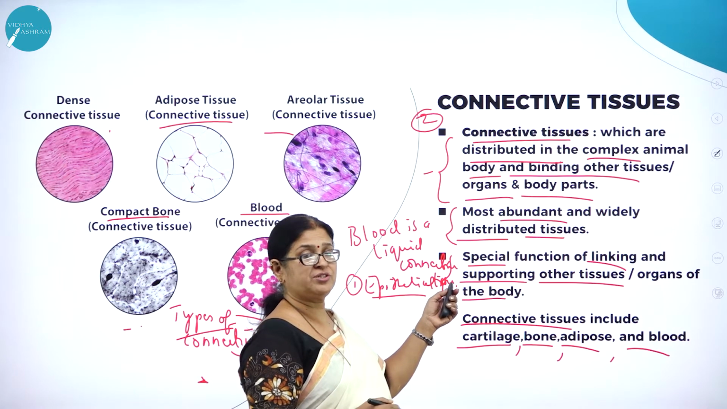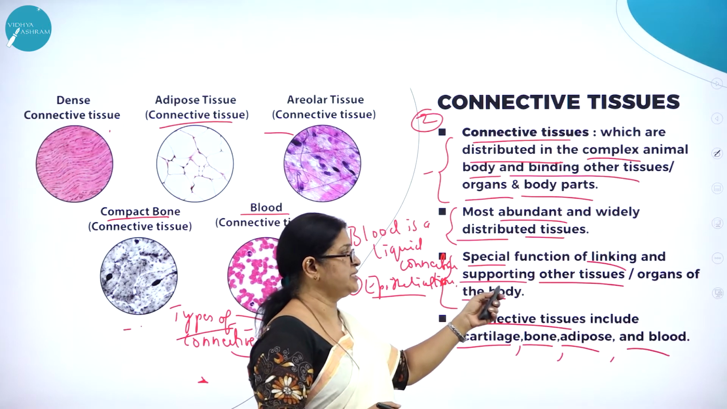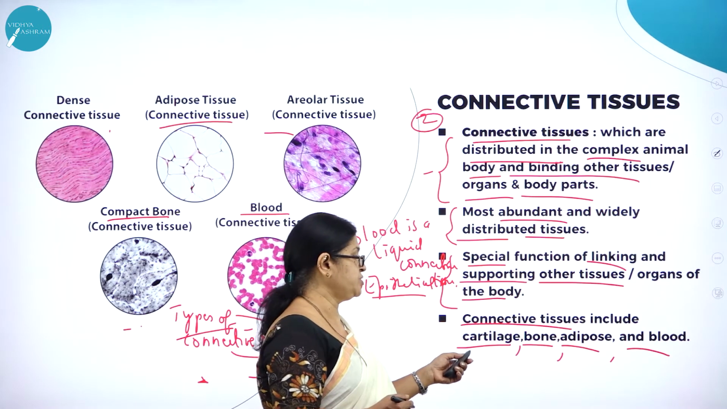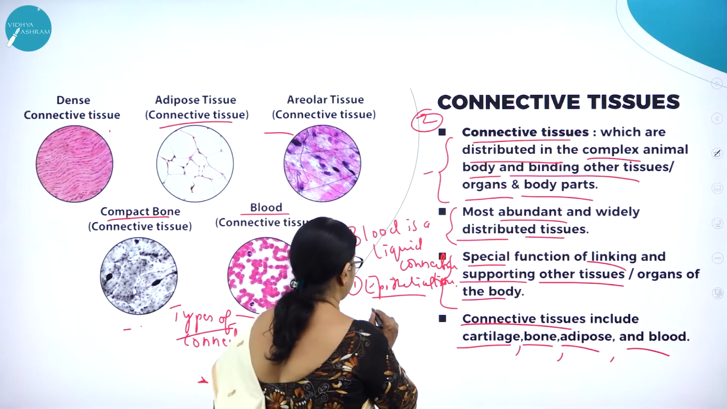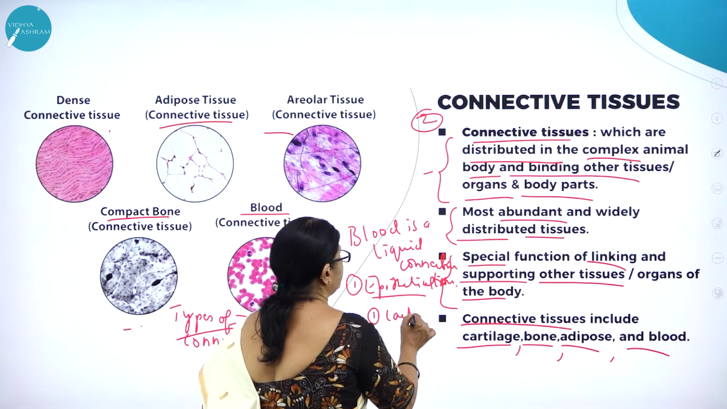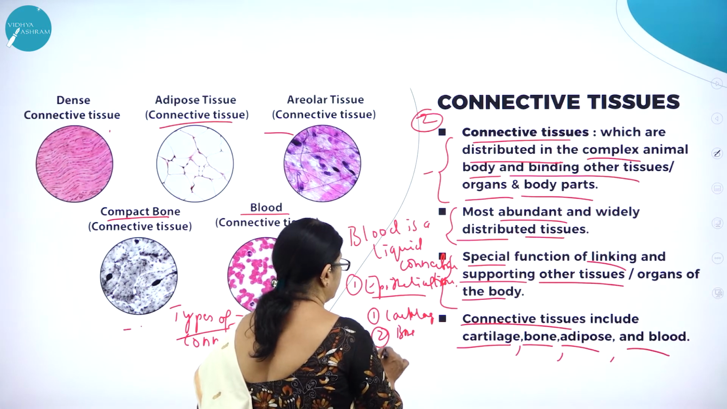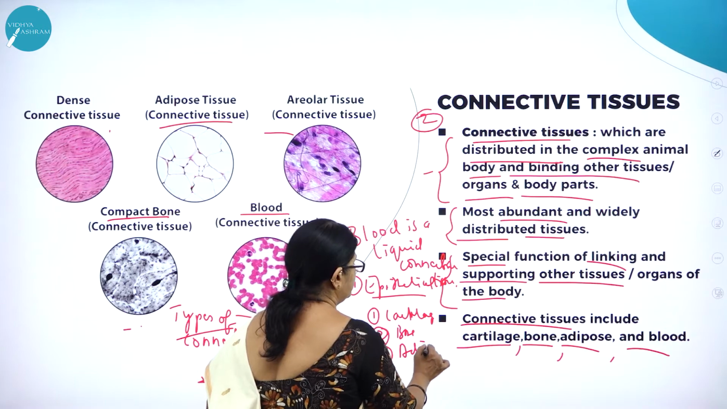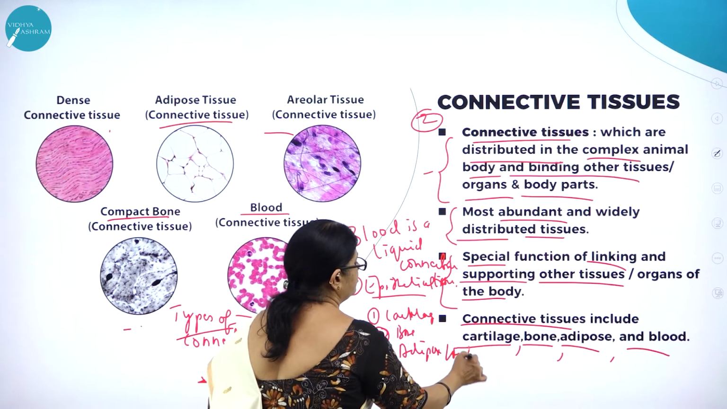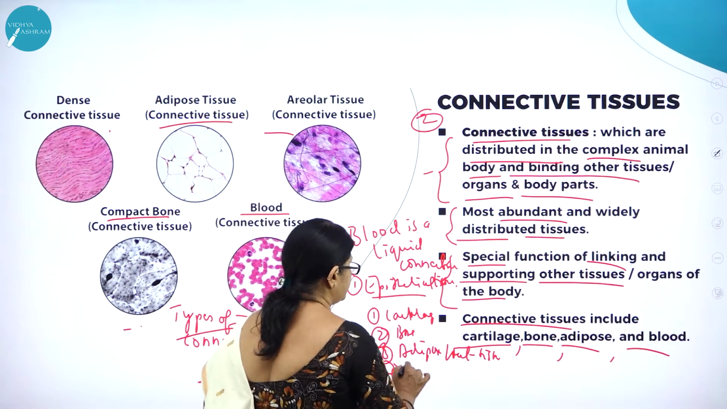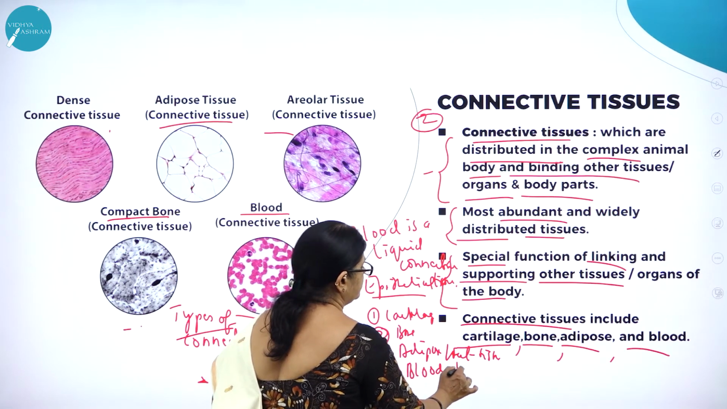What is the special function of connective tissue? Linking and supporting other tissues and organs of the body. What are the types of connective tissue? First one is cartilage. Soft bone is called cartilage. Hard rigid structure is called bone. Then the third one is adipose, fat tissue. You can also use the word fat tissue. Then blood. Blood is a liquid connective tissue.